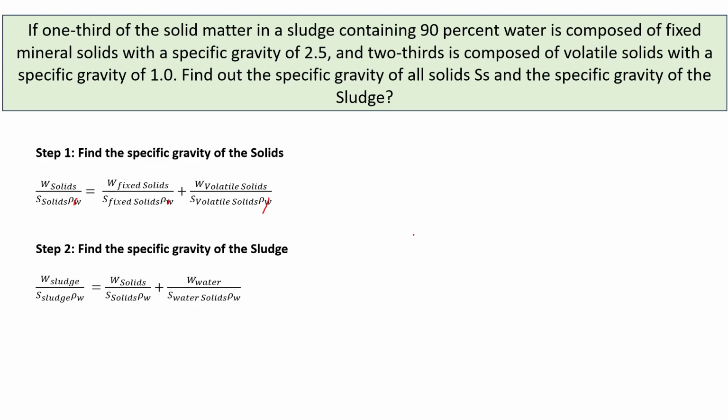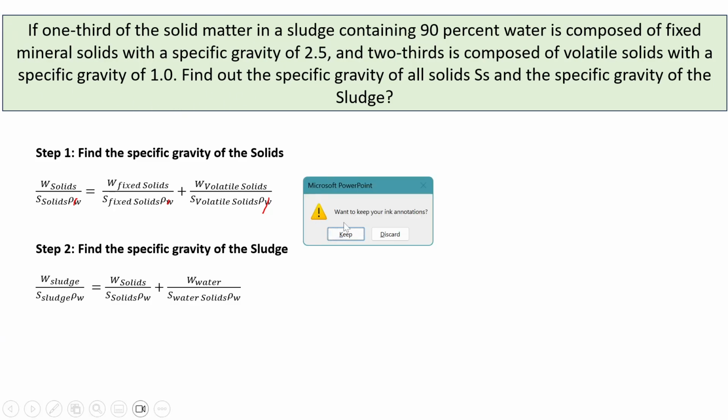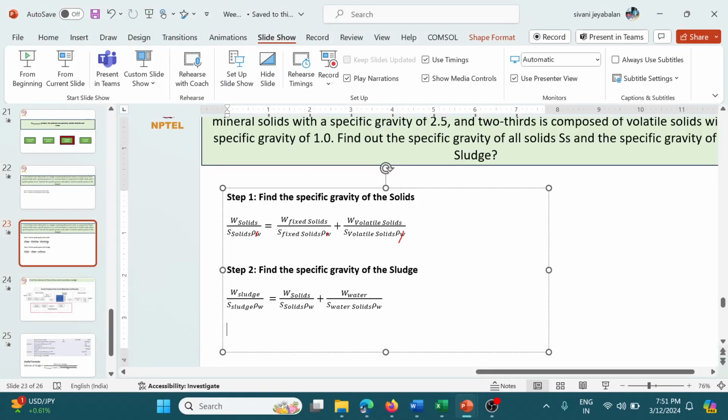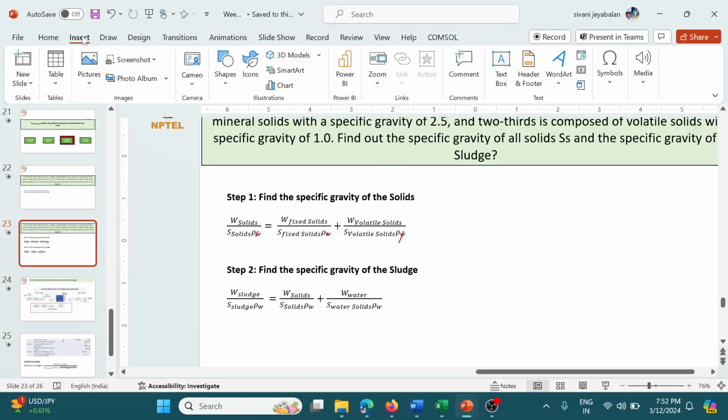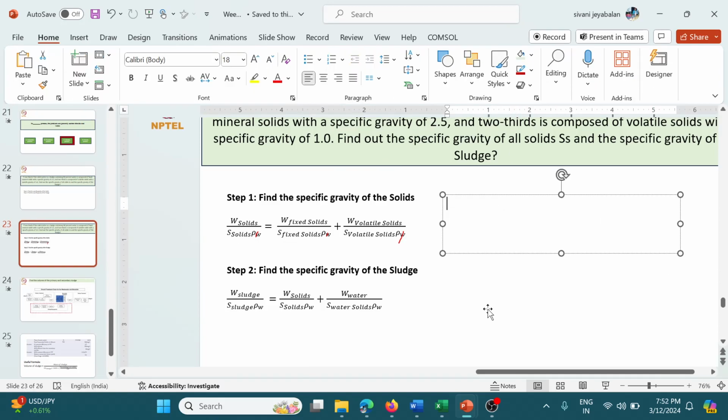Weight of fixed, see here. There is some amount of solids. In that, one third of the solid matter in the sludge containing 90% of water. Wait, I will just type it down for you for easy understanding. First, read the question carefully and then you will be able to answer it. It is not that difficult. It's easy, you can understand. So see here.